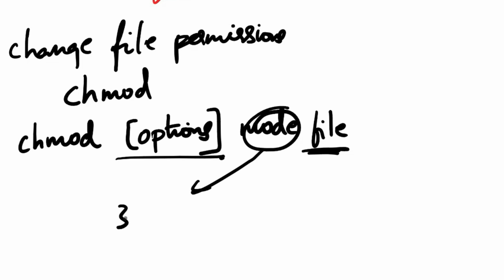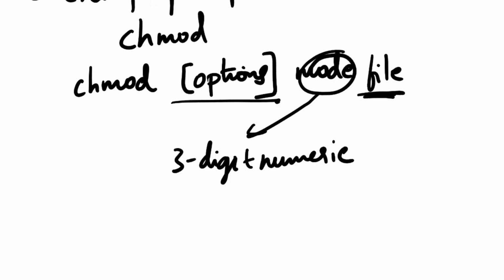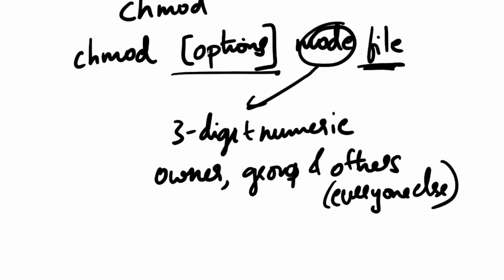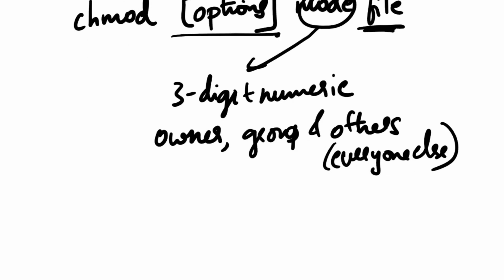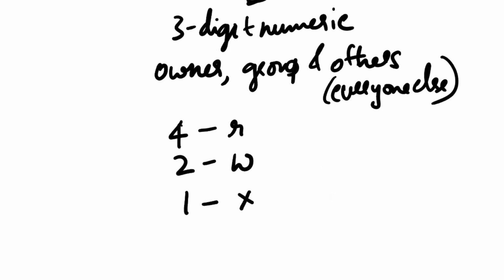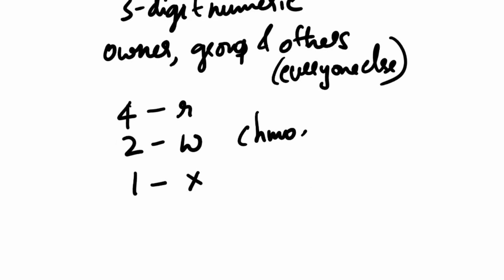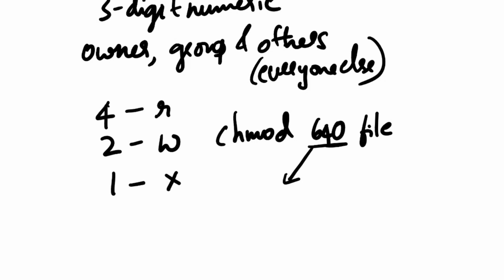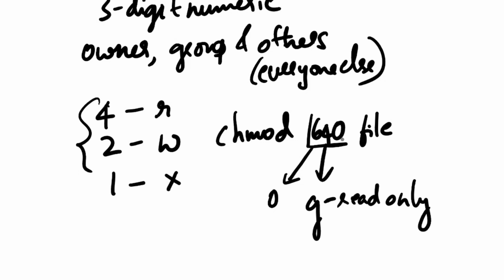First, we'll look at the 3-digit numeric. The 3 digits represent the permissions of the owner, group, and others, that is everyone else. Each digit is a sum of permission values: 4 for read, 2 for write, and 1 for execute. So if I write chmod 640 and the file name, this is setting read and write permissions for the owner because it is 4 and 2, and the first one is for the owner, and then 4, that is read only permission for the group, and then 0 means no permission for others.